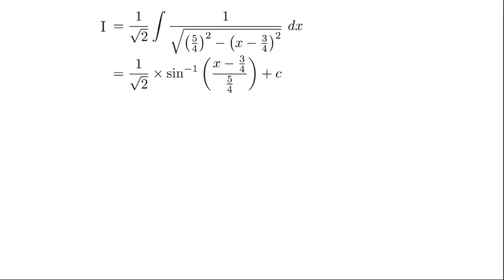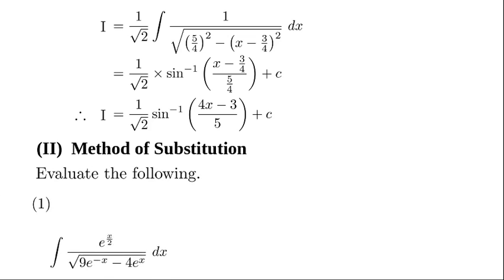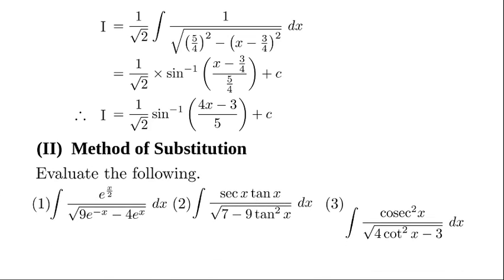And that is 1 by root 2 sin inverse of (x minus 3 by 4) upon 5 by 4. So that reduces finally to 1 upon root 2 sin inverse of (4x minus 3) upon 5. And now let us have a similar kind of problem, but with a substitution. We will not be having the direct application of the formula.